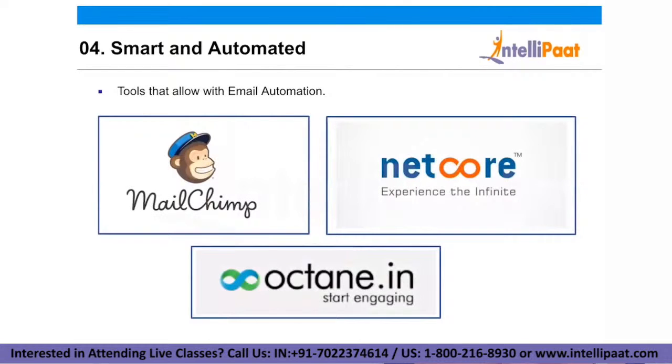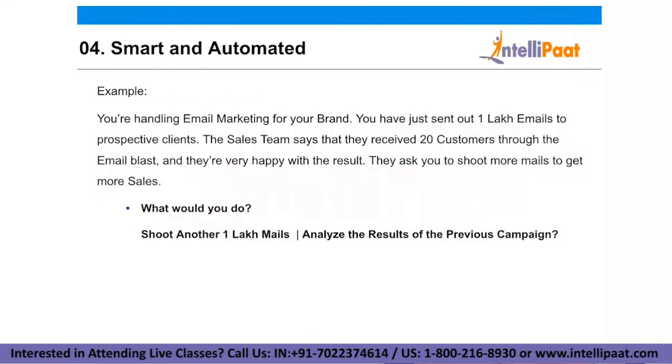So these are the top automation tools out there: Mailchimp, Netcore, Octane, SendGrid. Mailchimp is again a global player. Netcore is again an Indian player. Octane is also, although they are big in India, I think now they are also going global. So it's another example, right?